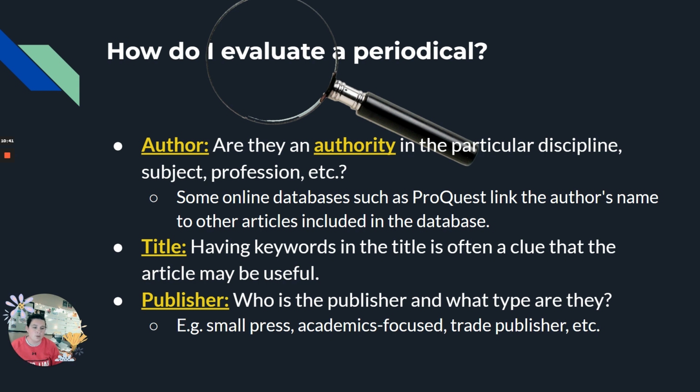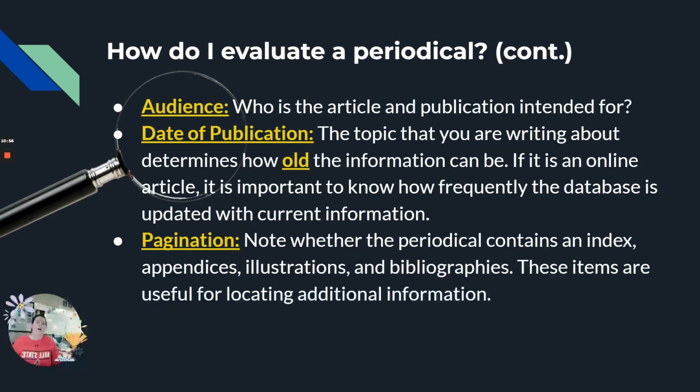And then, of course, the publisher. So, who is the publisher? What type of publishing do they do? Are they a small press? Are they big, academic focused? Are they a trade publisher? What are they? That can kind of give you some background on, what is their motive as a publisher, too. You should look at the audience. So, who's the article and the publication intended for?